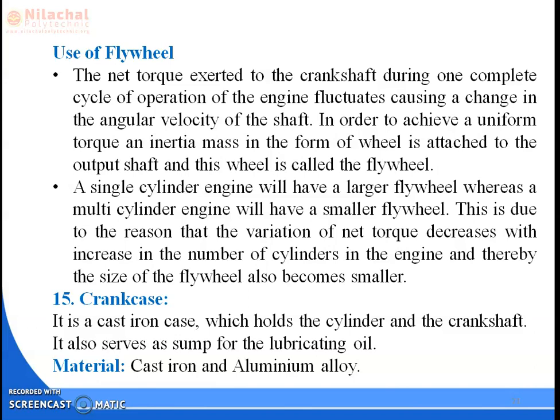So how do you get the uniform motion? In order to achieve a uniform torque, an inertia mass in the form of a wheel is attached to the output shaft, and this wheel is called the flywheel. A single cylinder engine will have a larger flywheel, whereas a multi-cylinder engine will have a smaller flywheel. This is because the variation of the net torque decreases with an increase in the number of cylinders in the engine, so the size of the flywheel also becomes smaller.